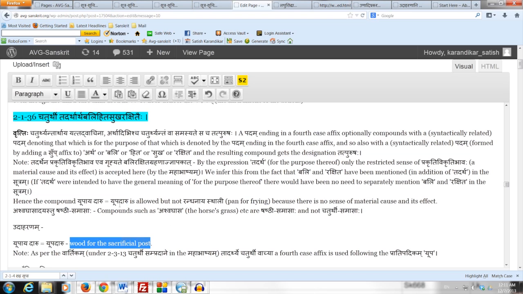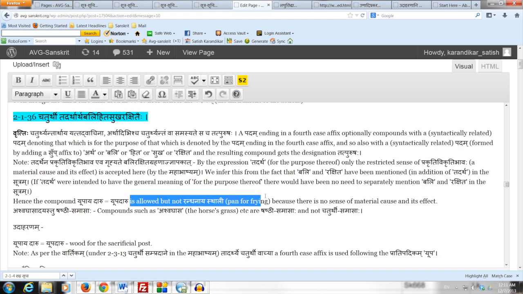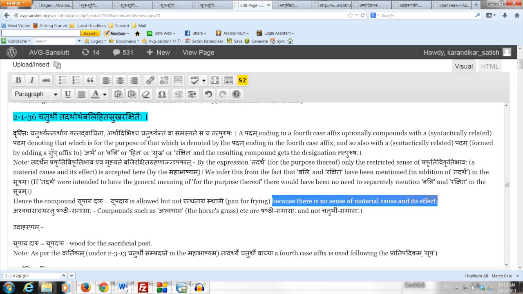This compound is allowed, but not Randhanaya Sthali, a pan for frying. Here the pan doesn't transform into frying. The pan is used for the purpose of frying, but the pan is not a material cause out of which frying is made. Hence, there is no compounding between Randhanaya and Sthali because there is no sense of material cause and its effect. Okay, but we see compounds such as Ashwaghasaha.